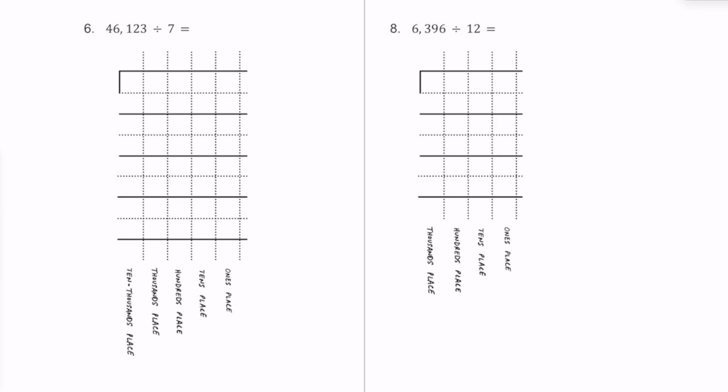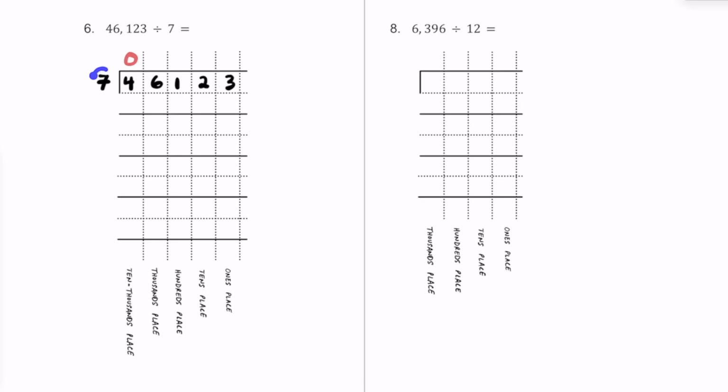All right, here is number 6. In number 6, we have 46,123 divided by 7. This right here is our dividend, and this is our divisor. Let's go ahead and put these numbers where they belong. So put 4, 6, 1, 2, 3 in the division house, and put the 7, the divisor, to the left here. So how many times does 7 fit into 4? Well, it fits in 0 whole times, so put a 0.